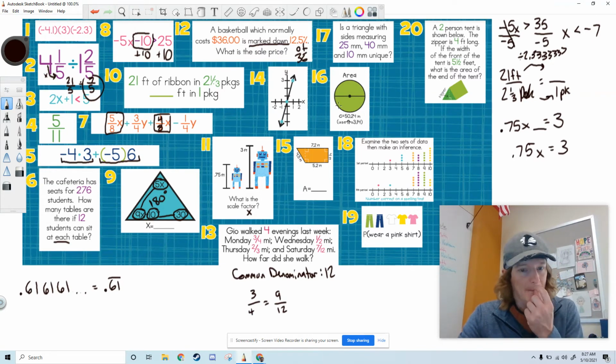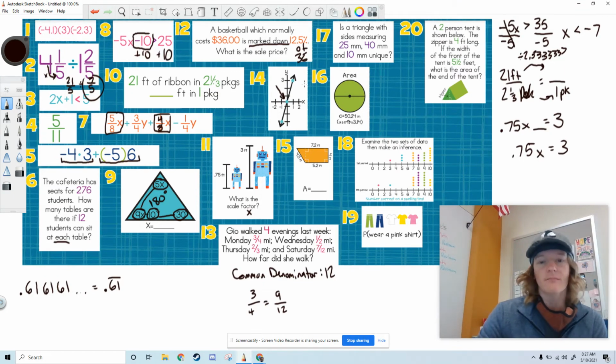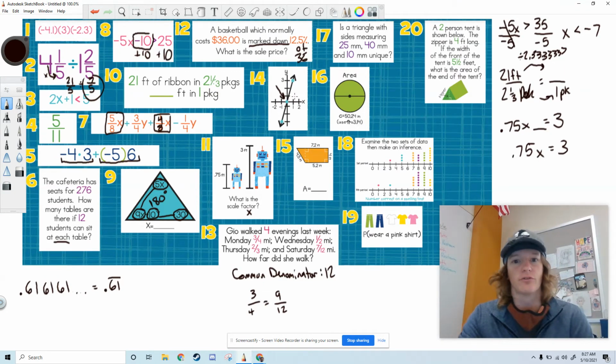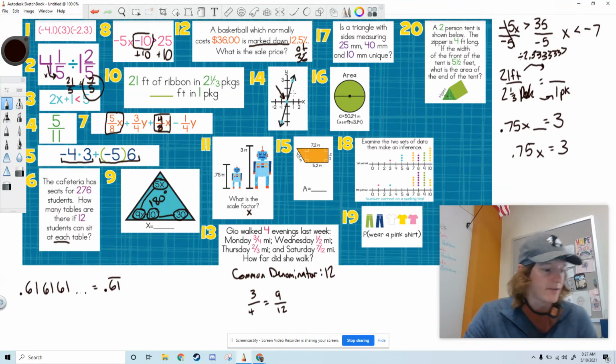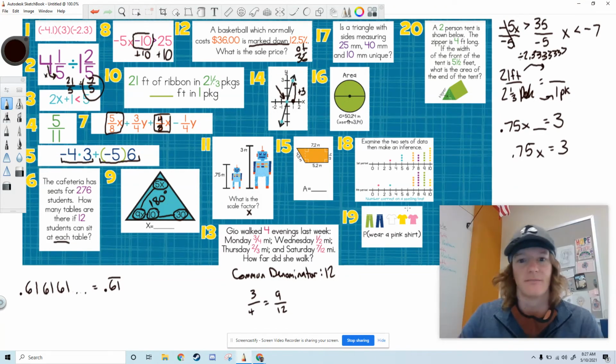Number 14, is this a proportional relationship? Does this go through the origin? And is it a straight line? Well, those are both true. So now we need to find the constant. When we go 1 x, how many y's do we go? We go up 3. That's the constant. Because the next one would be at 2, and we'd go up to 6. So that would be up 3 again.